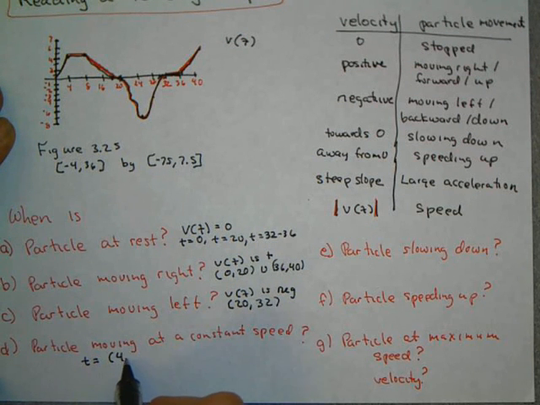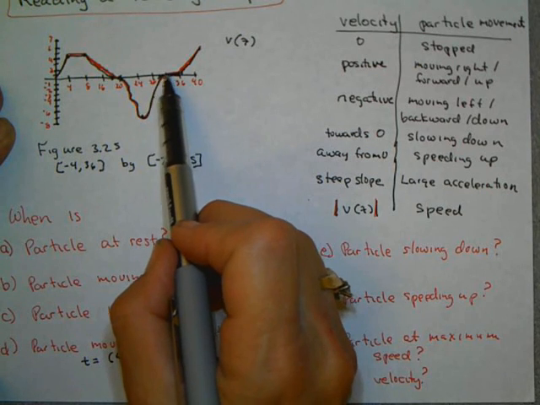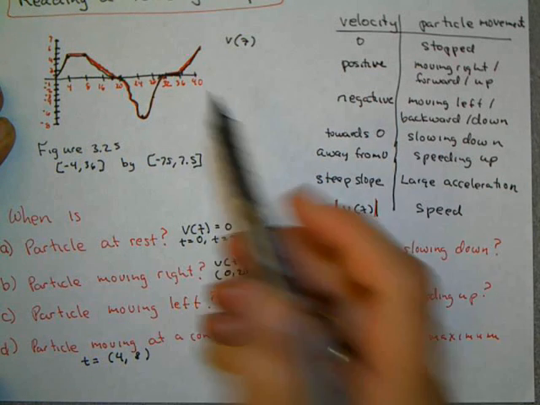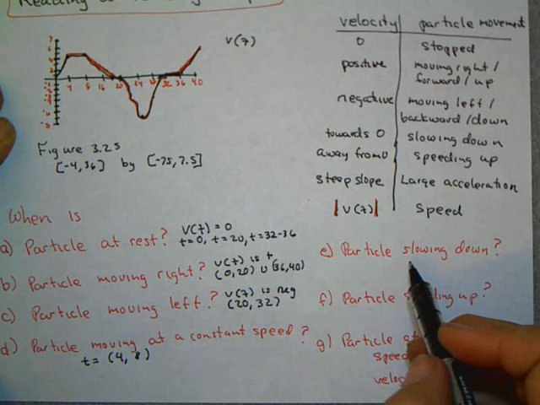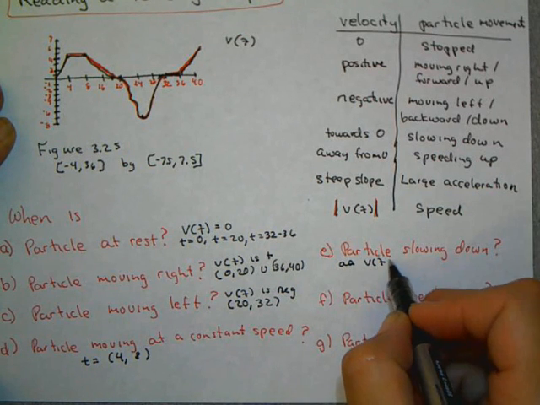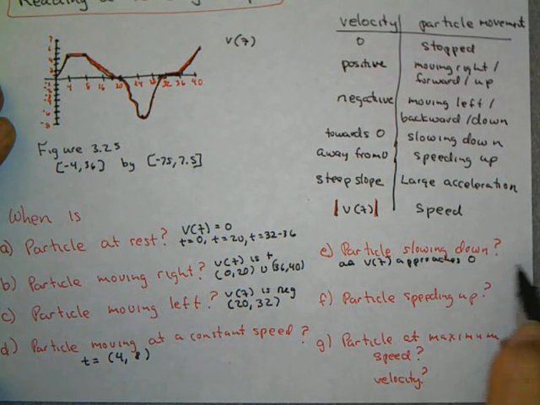When is the particle moving at a constant speed? That means we need a slope of 0. It's not even changing. So I see that from t equals 4 to 8. Now here you might think it's moving at a constant speed because there's no slope, but it's at 0, so it's not moving at all.